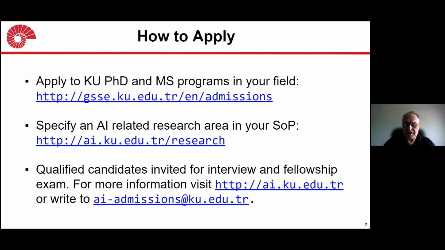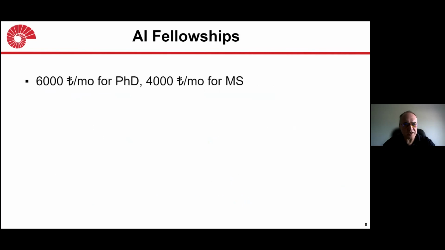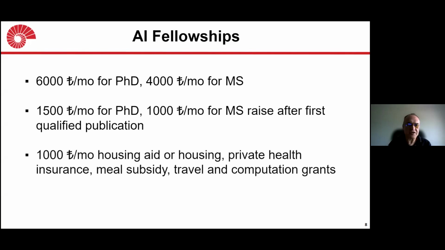So what is the AI fellowship? We try to create a competitive fellowship for our graduate students. The current salary for PhD and master's are as follows. To encourage students to progress in their research, we give them significant raises after their first qualified publications. We have a lot of side benefits. Some housing aid or graduate housing is provided, and private health insurance, meal subsidy, and various travel and computation grants are also part of the package.